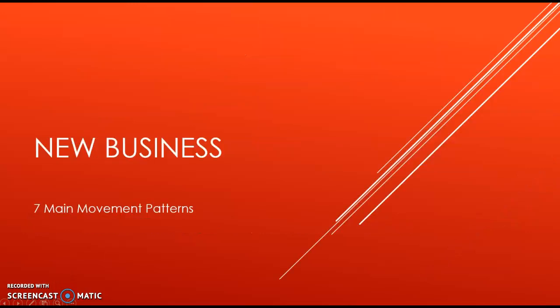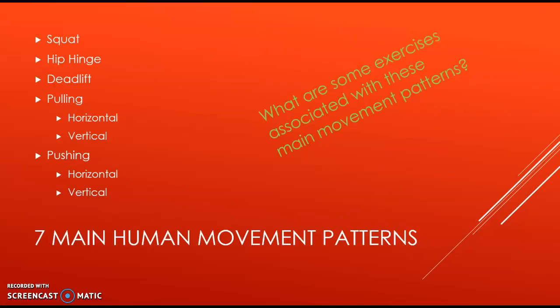So main movement patterns. If we look at the seven main movement patterns, you have a squat, a hip hinge, deadlift, pulling, and pushing. And those pulling and pushing movement patterns can be subdivided into horizontal and vertical. Just think this through in terms of what exercises can be associated with these patterns. Take a moment to think what exercises you can come up with. Well, squat and deadlift are pretty darn easy. The other ones might be a little more difficult, but let's go ahead and jump into a few here.